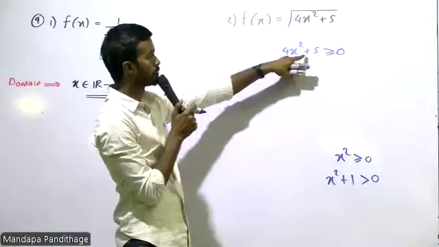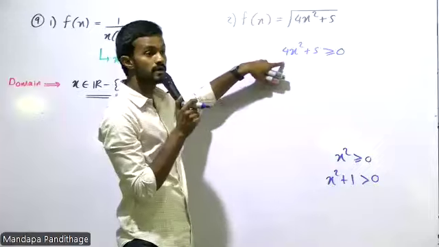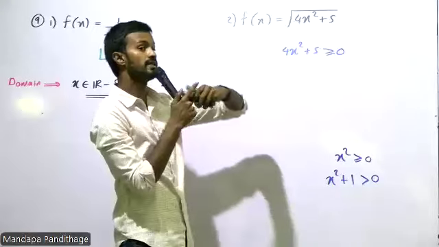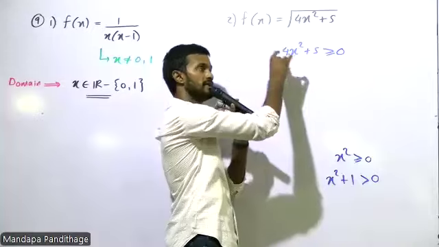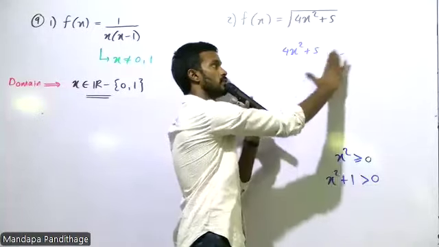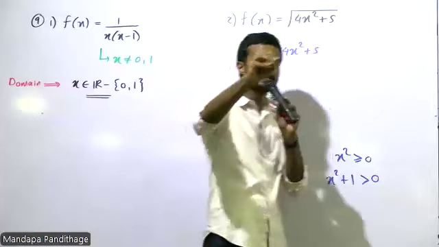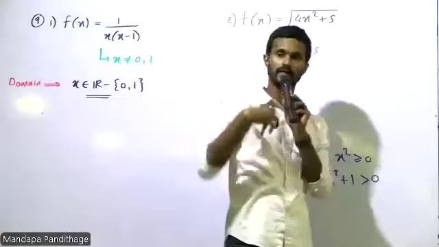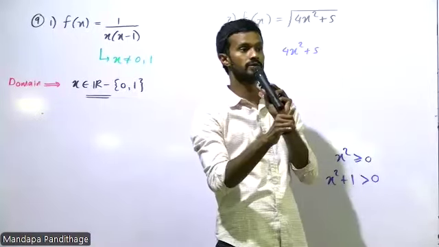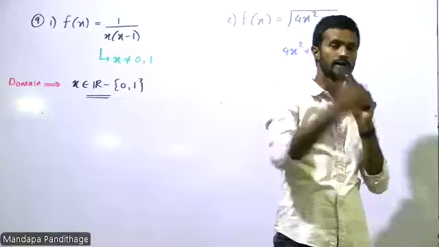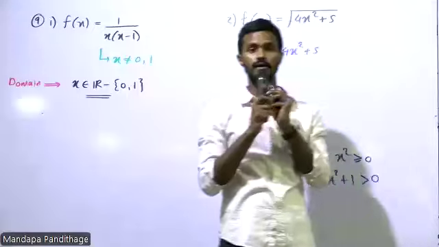So what did I just mention? When we have a square plus something, this is always positive, which means whatever the x value you substitute here, this 4x squared plus 5 will be positive. So we have the freedom to substitute any x value. So x can be any real value. So tell me, if x can be any value, what is the domain of the function? It's the entire real number set.